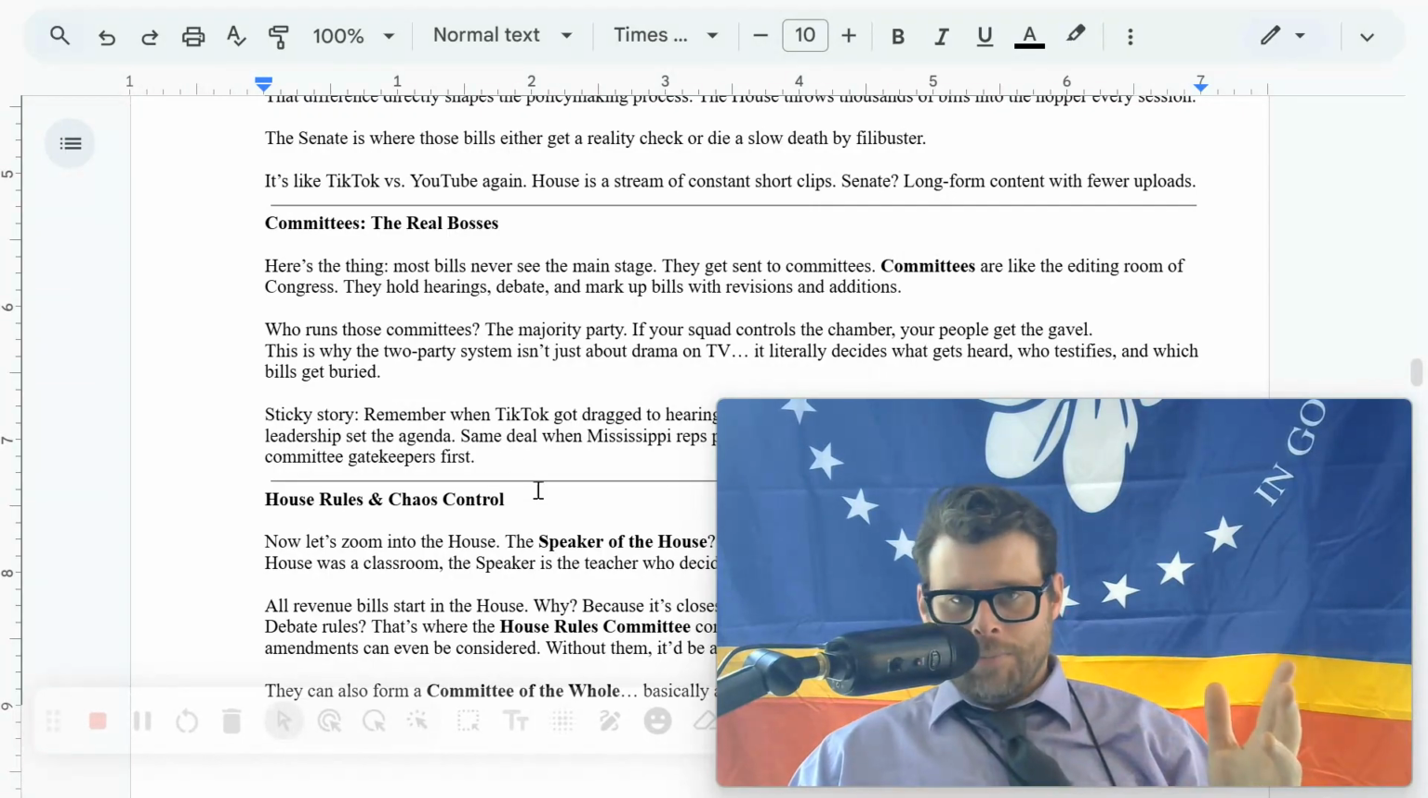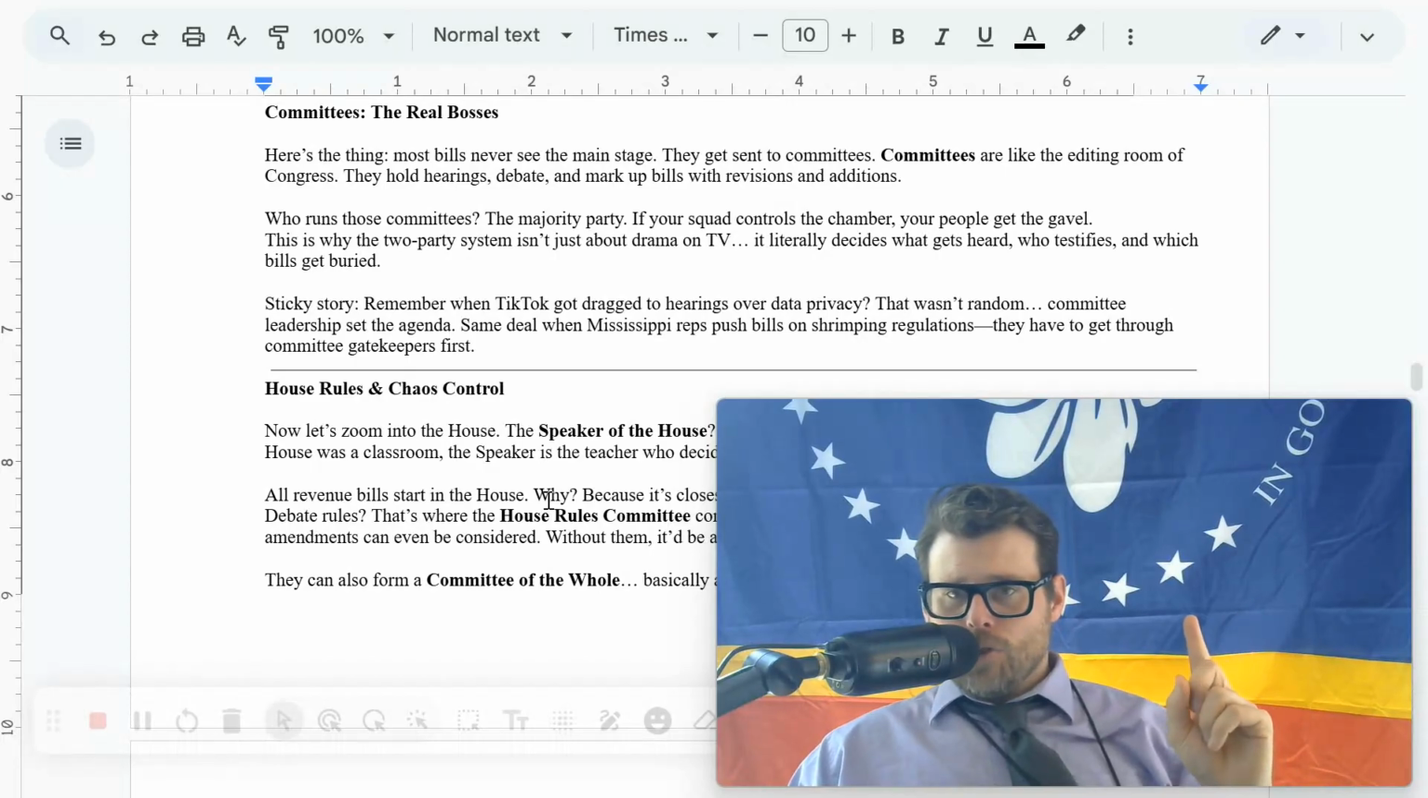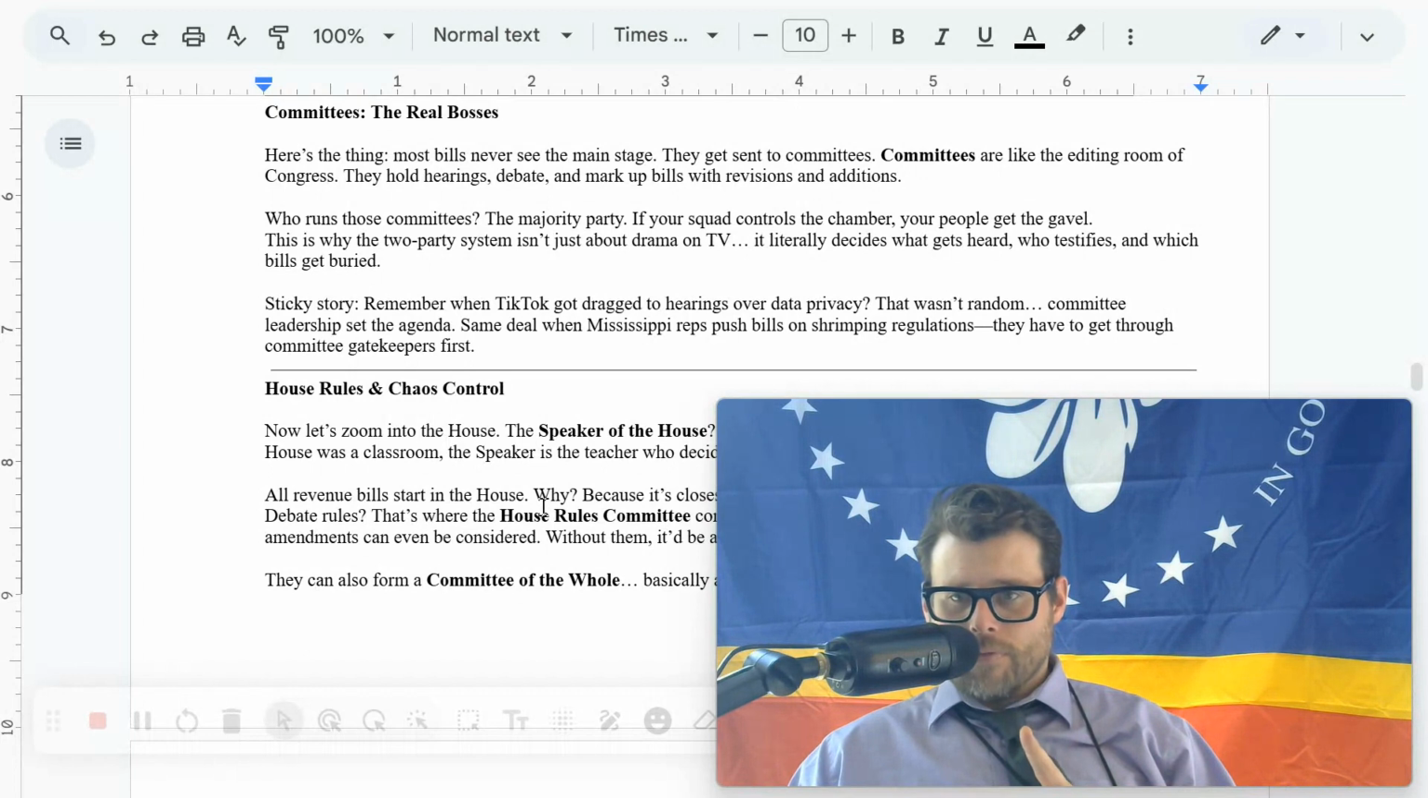And who runs those committees? Well, I'm glad you asked. The majority party. And so having the majority gives you extra benefits. If your squad controls the chamber, and right now the Republican Party, the GOP, runs the Senate and the House, they're able to command the leadership of committees and pick them. So if your squad controls both chambers, your people get the gavel, the theoretical gavel, or quite literal gavel too.